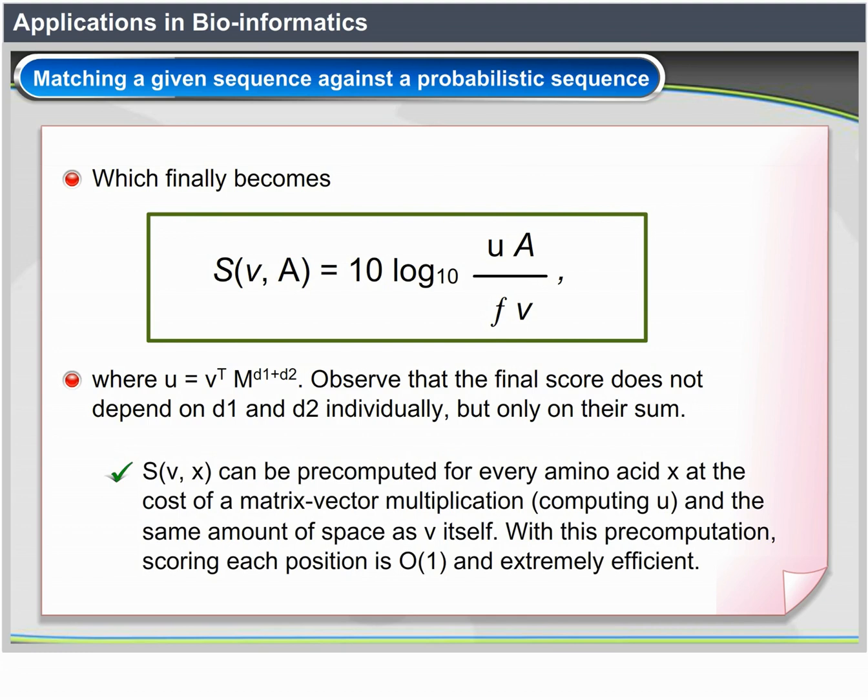S of v, x can be pre-computed for every amino acid x at the cost of a matrix vector multiplication, computing U, and the same amount of space as V itself. With this pre-computation, scoring each position is big O of 1 and extremely efficient.